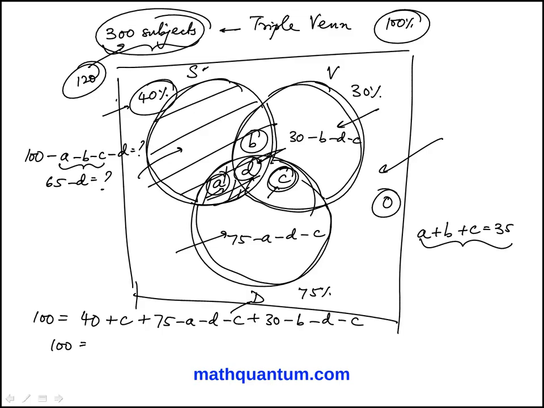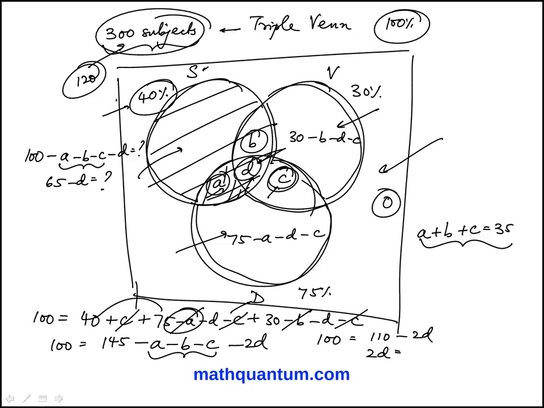So this would be 115, 145, and then we have, let's see, the C terms drop out, and then I'm going to have minus A minus B minus C. Again, be very careful with the simplification, minus 2D. This piece, or the sum, is 35, so this is 100 equals 110 minus 2D, or 2D is 10, or D is 5, which is what we needed.